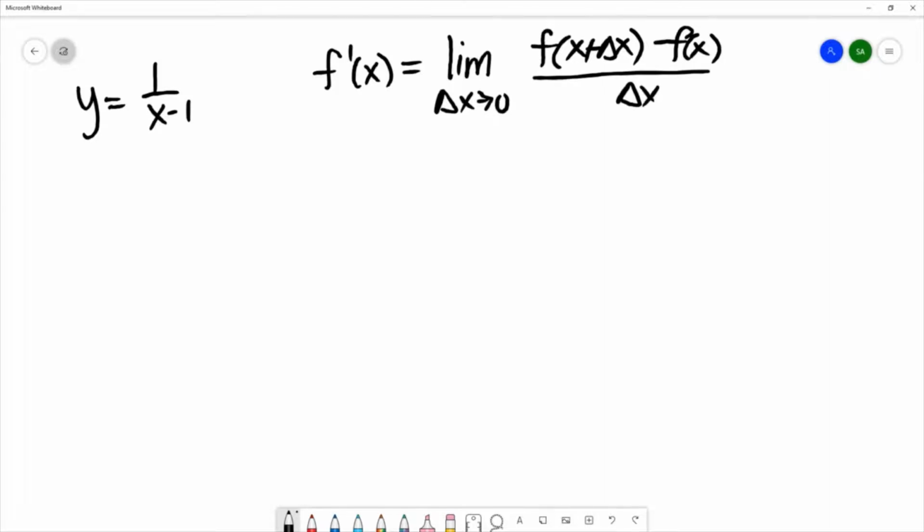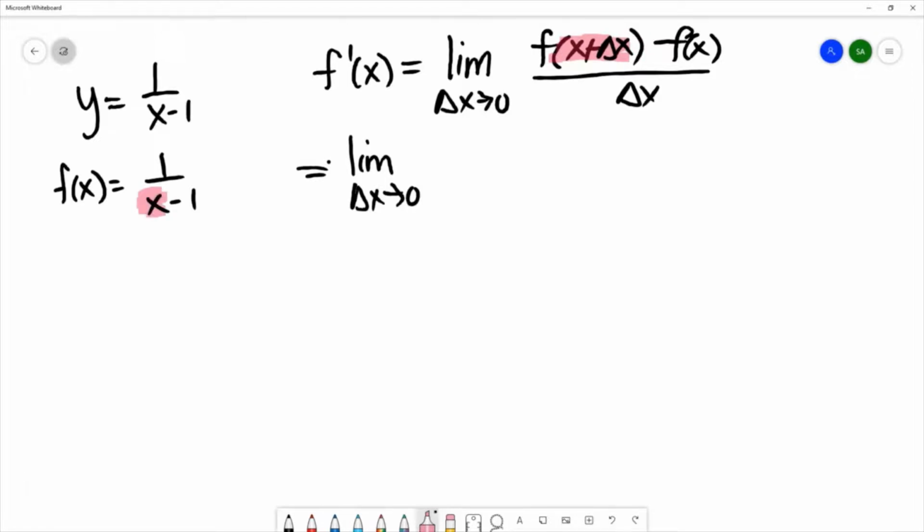So even though this says y equals, we're going to think of this as f of x equals 1 over x minus 1, and we'll follow this definition to calculate the derivative. So we want to do the limit as delta x approaches 0 of f of x plus delta x. So everywhere we see an x right here, we're going to change it to the x plus delta x. That's going to give me 1 over x plus delta x minus 1.